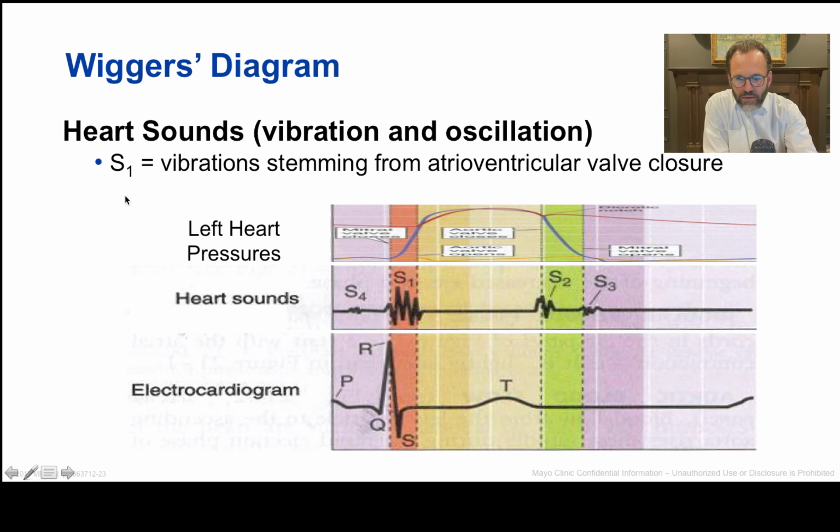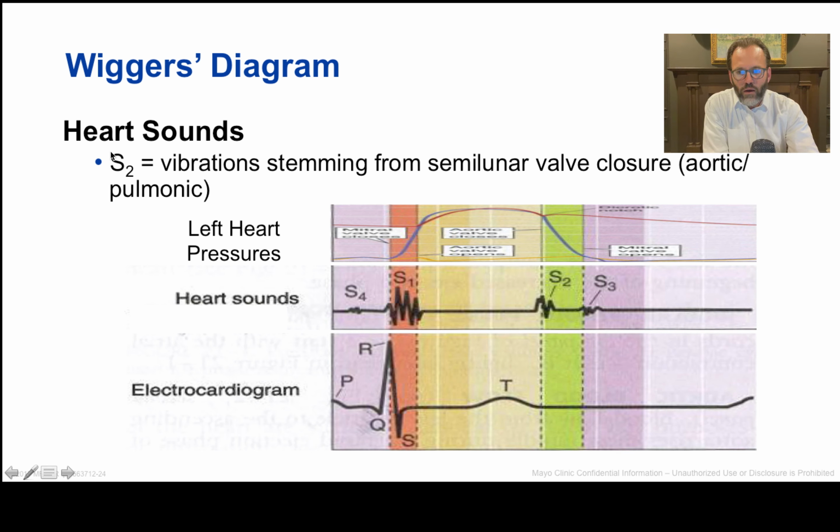When we look at what heart sounds are typically heard over the course of a cardiac cycle, there's the S1 sound. That is from vibrations stemming from atrioventricular valve closure, when the mitral valve and tricuspid valve are closing, very early during the isovolumetric contraction phase. The S2 sounds are vibrations stemming from semilunar valve closure, or the closure of the aortic valve and the pulmonic valve. Those are depicted right at the onset of isovolumetric relaxation.